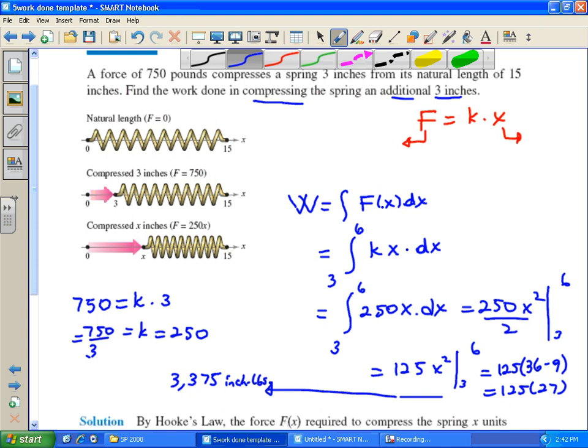So I suppose we could divide this answer by 12 to find also the corresponding foot pounds if need be. In this case, everything was in inches, so I'll just keep the answer in inch pounds as well.